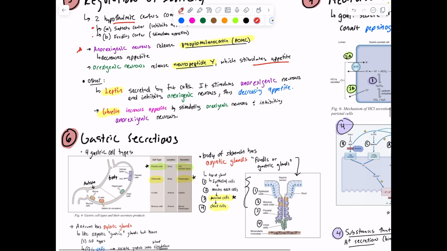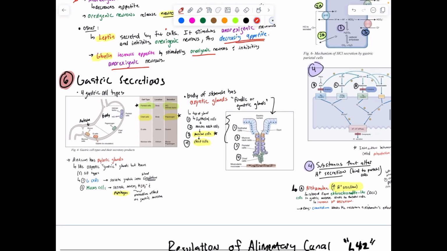All right, then you also have leptin, which is secreted by fat cells. It stimulates the anorexigenic neurons and inhibits the orexigenic neurons, thus decreasing appetite. So leptin decreases appetite, and then ghrelin increases appetite by stimulating the orexigenic neurons and inhibiting the anorexigenic neurons. So ghrelin makes you hungry, leptin makes you feel full. All right, or decreases appetite.